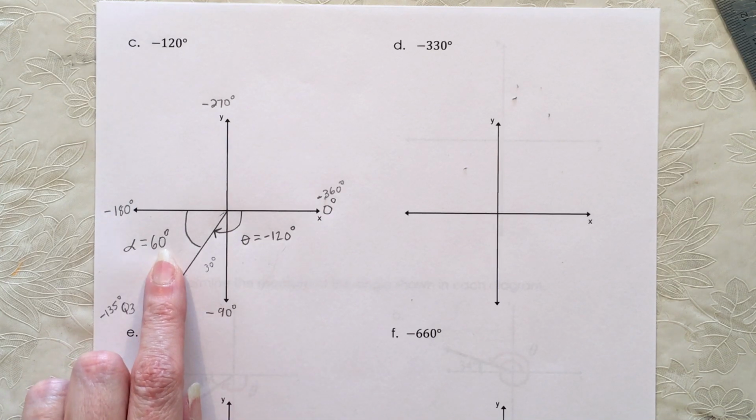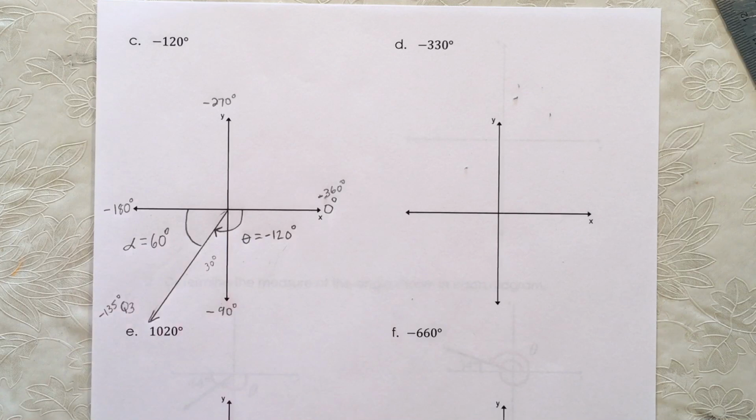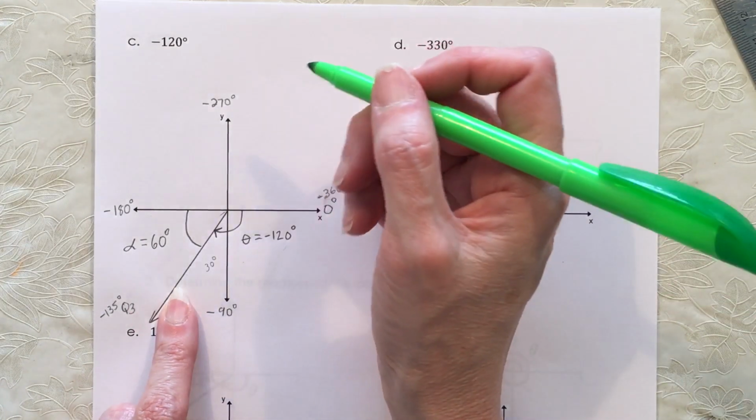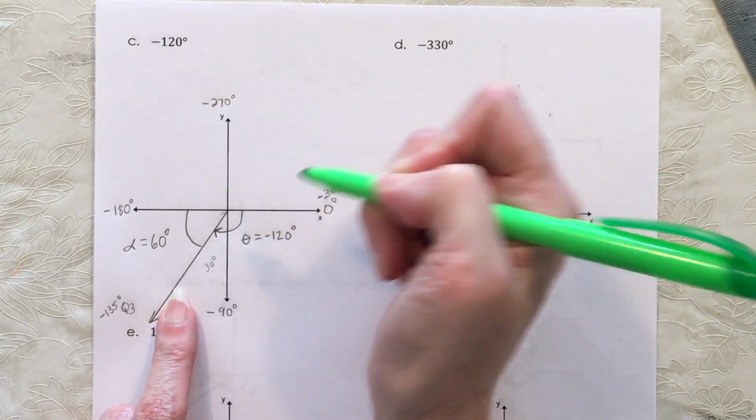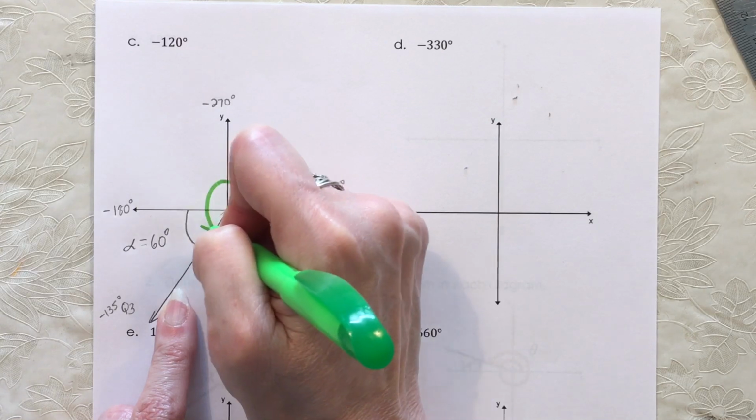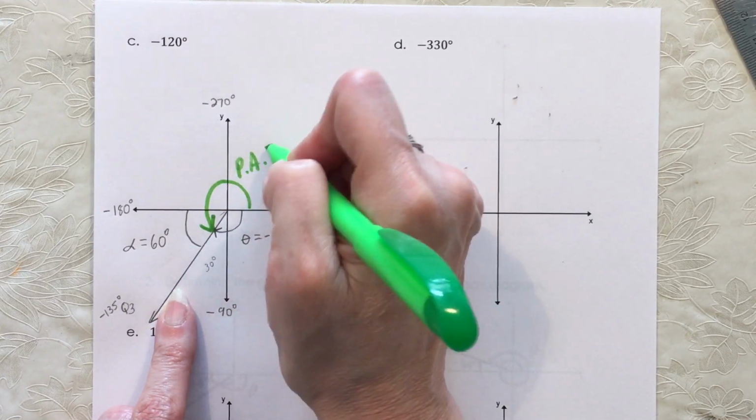And then you would just write your 60 degrees in there. So we've got alpha and we've got theta, but we don't have our principal angle. So our principal angle is the positive angle that has the same terminal arm as negative 120 degrees and is between 0 and 360. So it's going to start at the positive x-axis, go in the positive direction around to the terminal arm, and that's going to be our principal angle.